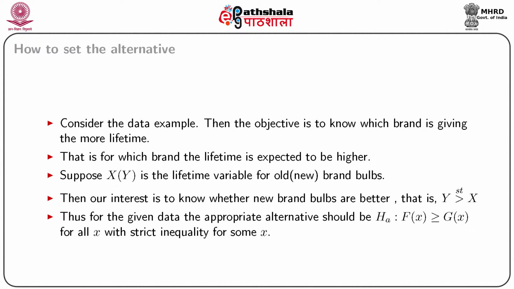However, setting an appropriate alternative depends on the dataset. For the given example, the objective is to know which brand is giving the more lifetime. That is, for which brand the lifetime is expected to be higher. Suppose X and Y are respectively the lifetime variables for the old and new brand data. Then our interest may be to know whether the new brand gives more lifetime. That is, whether Y is stochastically larger than X. Thus, for the given data, an appropriate alternative should be F(x) greater than or equal to G(x) for all x with strict inequality for some x.